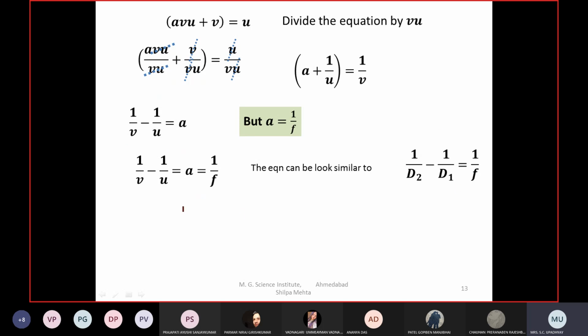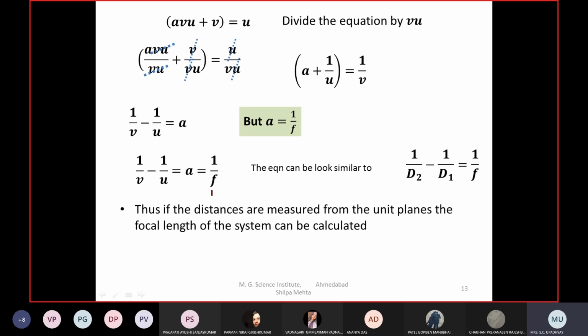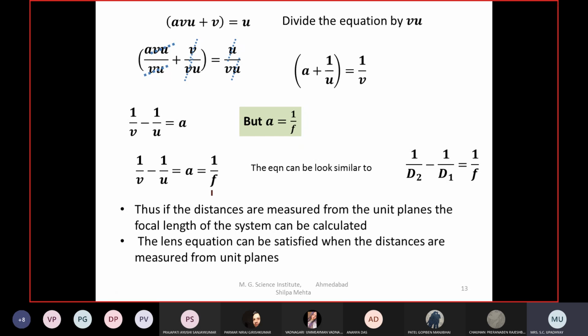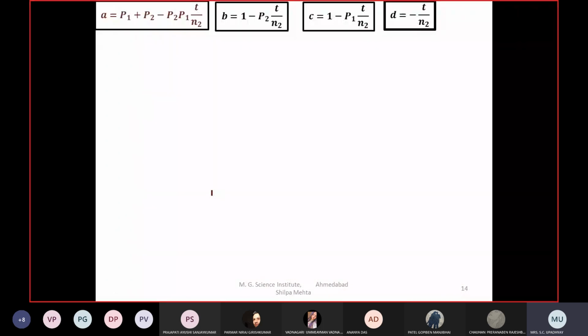જ્યારે આ ઇક્વેશન પૂરી ઓપ્ટિકલ સિસ્ટમ માટે સેટિસ્ફાય થાય છે. તો અવર પોઝિશન ઓફ યુનિટ પ્લેન they are very important, and from that position we can calculate the distances of object and image, and then we can use that formula. So if distances are measured from unit plane, the focal length of the system can be calculated, and the lens equation can be satisfied when the distances are measured from the unit plane for any complex optical system.